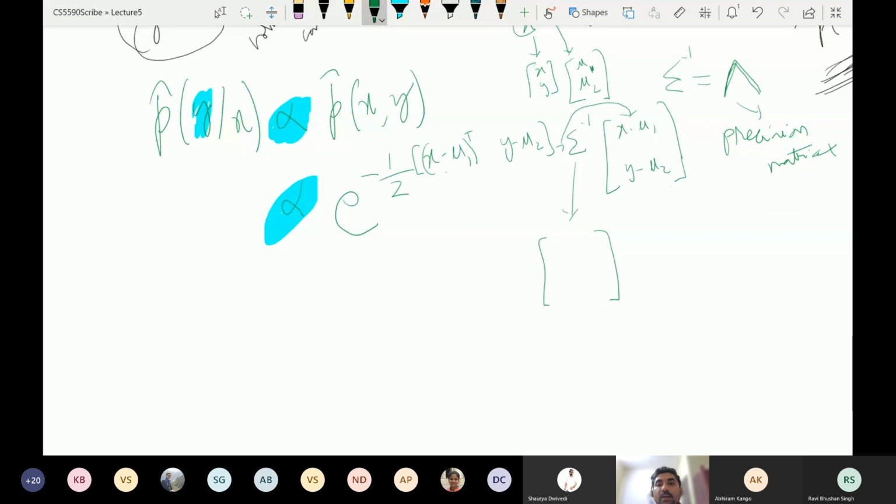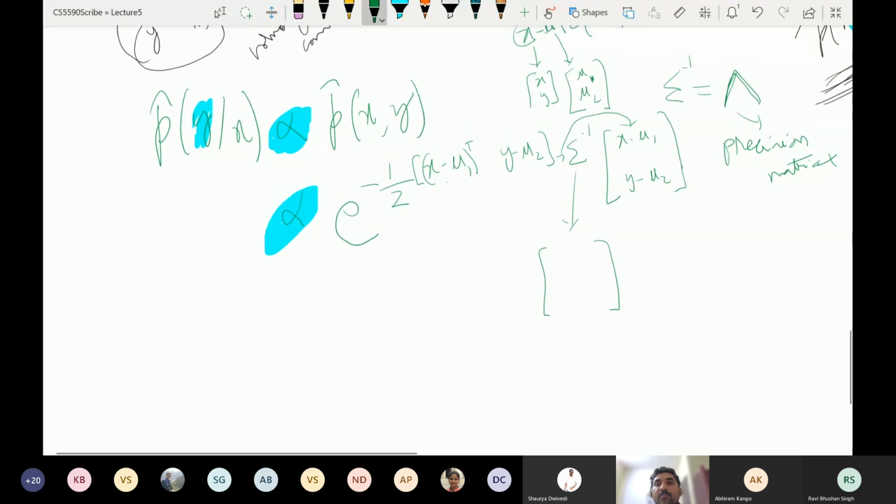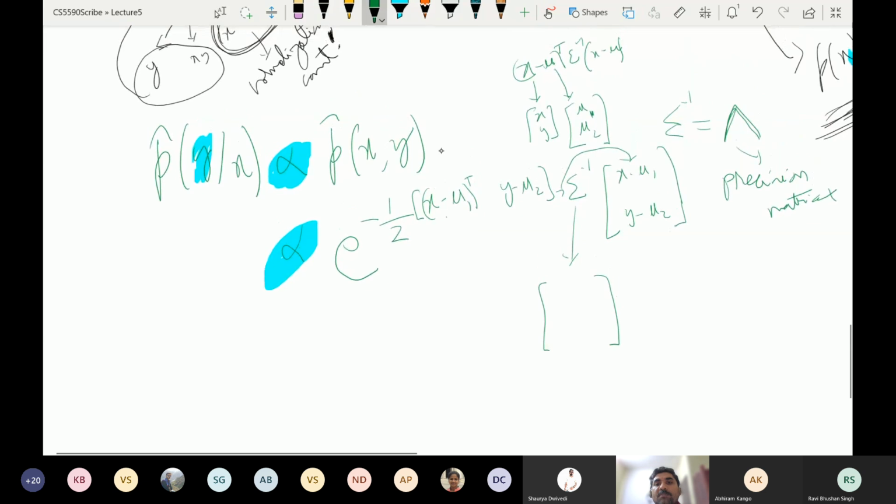Because x was split as x and y, I split mu as mu1 and mu2, two parts. But now there is this quadratic term, this multiplied by this multiplied by this. Because of this, what should I split capital lambda as? Should I split it as two parts or four parts? Four, right? That's very clear. So let's do that.